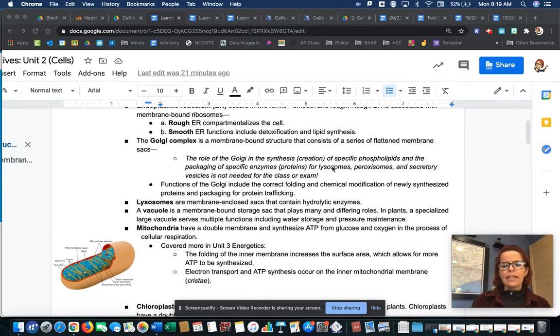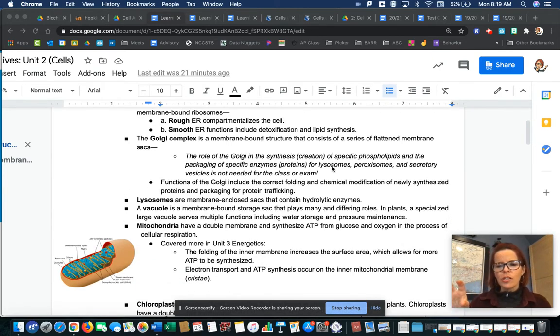The Golgi. In the italics, there is a little section that tells you what you don't need to know. The Golgi is that structure that looks like flattened pancakes, and I say it's like pancakes with blobs of syrup coming off. The blobs of syrup are the vesicles that are coming out of or going into the Golgi. It says the role of the Golgi in the synthesis of specific phospholipids and the packaging of specific enzymes for lysosomes, peroxisomes, and secretory vesicles is not needed for the class or exam. So you don't need to know real specific things, but you need to know generally what is happening in the Golgi.